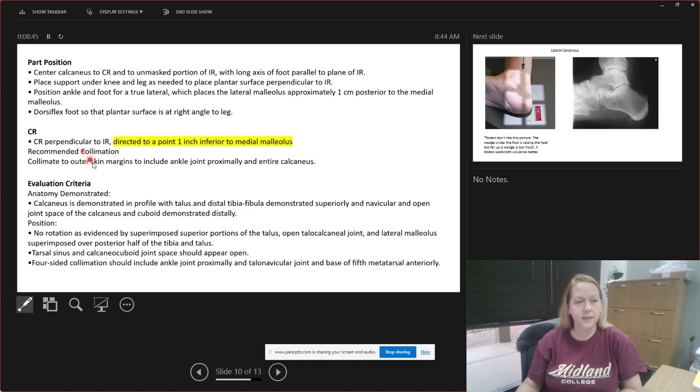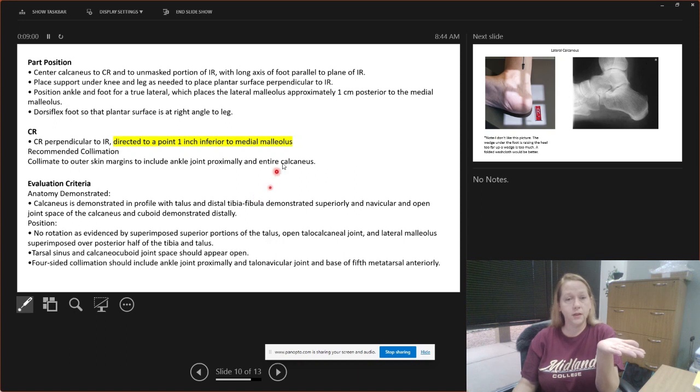So for the CR direction, you're going to direct it about 1 inch inferior to the medial malleolus. So what you're going to be doing is shooting medial to lateral. The lateral side of the foot is going to be laying down on the IR. Okay, 1 inch inferior to the medial malleolus. And it's pretty much just right there, shoot at the calcaneus. All right, let me show you a picture of what this looks like.